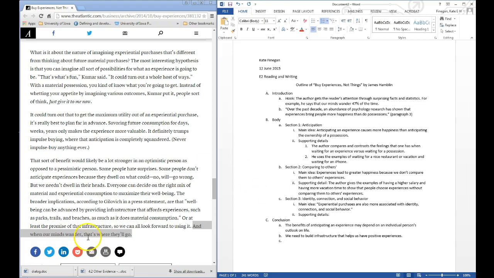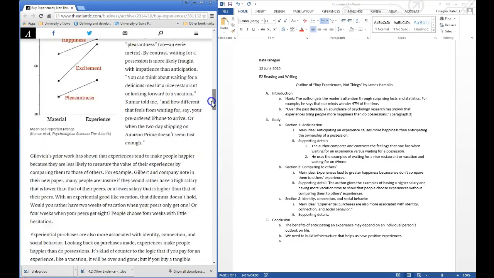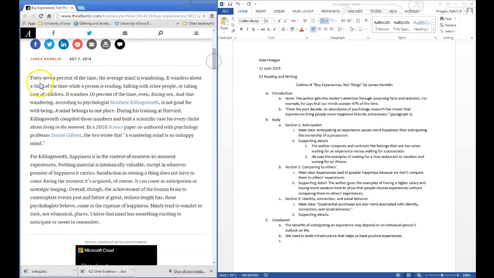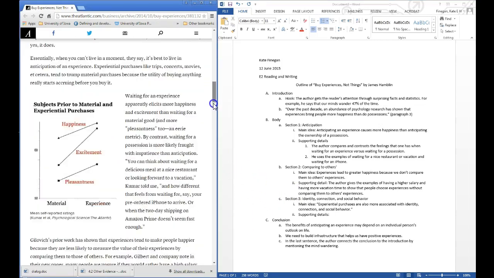And then this is interesting, and when our minds wander, that's where they'll go. I think that's interesting because he started the essay by talking about the mind wandering. Okay, so in the last sentence, the author connects the conclusion to the introduction by mentioning the mind wandering. Okay, so that's what you're going to be doing for the outline.